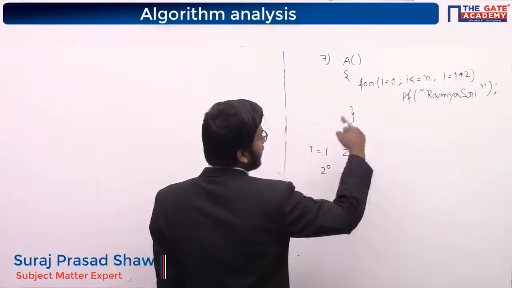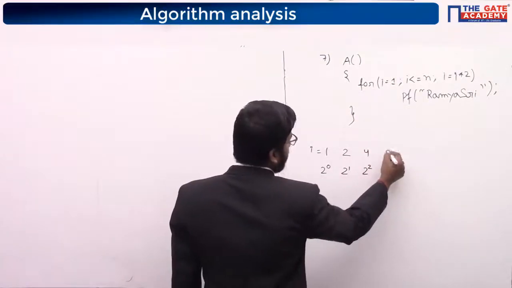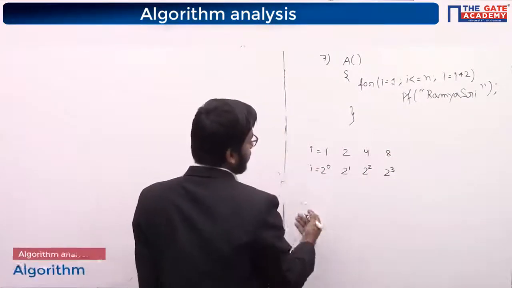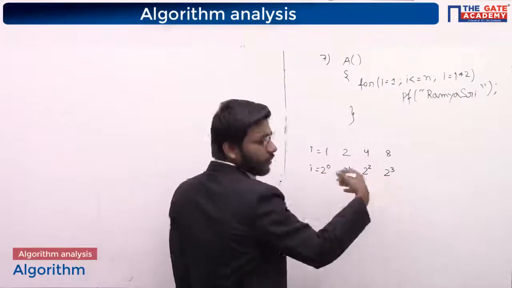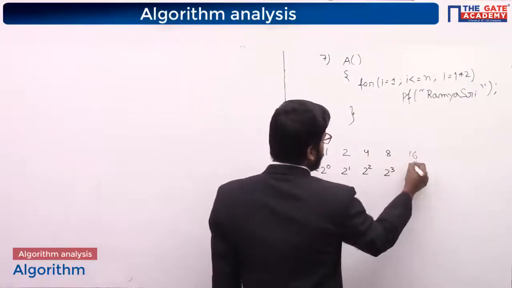Now it will again get multiplied by 2. That is 4, that is 2 to the power 2. Then 8, that is 2 to the power 3. So i is going to increment like 2 into 2 into 2. It is incrementing by multiplying by 2. Okay, now 16 is 2 to the power 4.